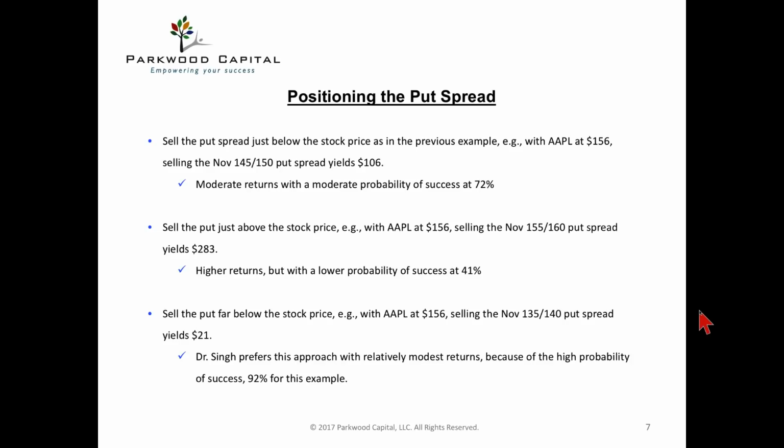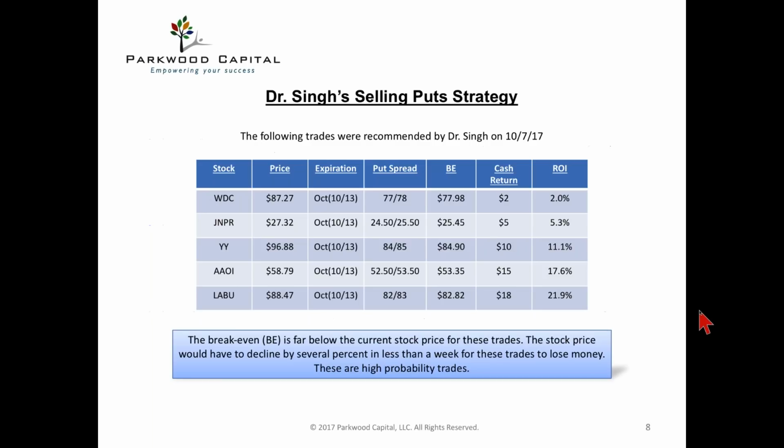Now, Dr. Singh prefers much more conservative approaches to the options trades. And in this case, he'll use the put spread, and his choice will be more like this third example, where he would sell the put down pretty low, like at 140, with Apple at 156. So he's down well below the current stock price, and then buy the 135 put. That yields a credit of $21 per spread. Now that is a fairly modest return. It's not huge, but it has a high probability. In this case, for this example, that was a 92% probability of success. And that's why he likes this approach.